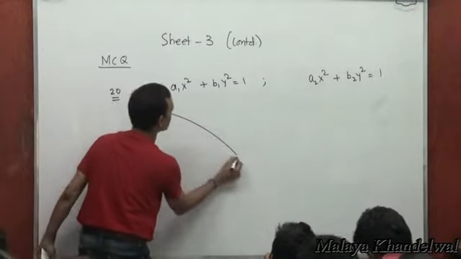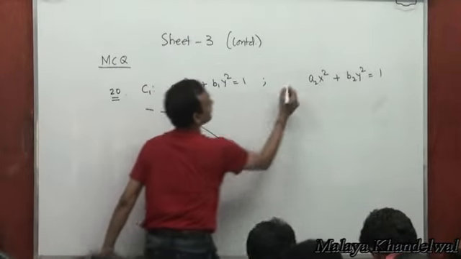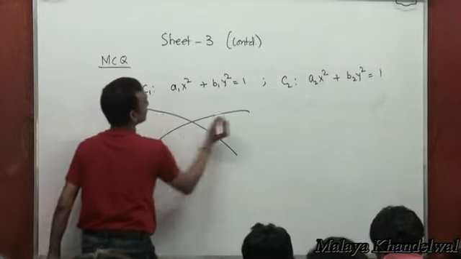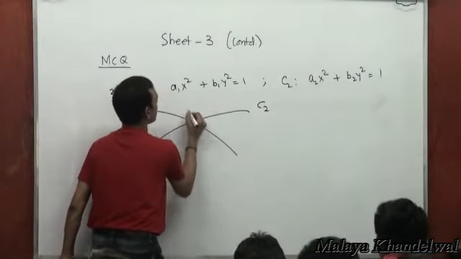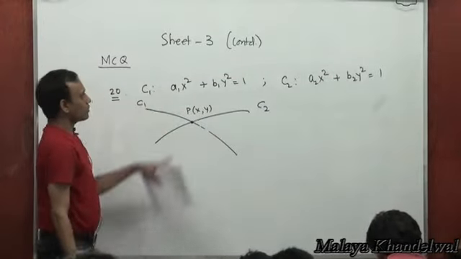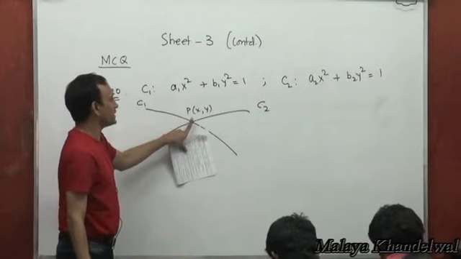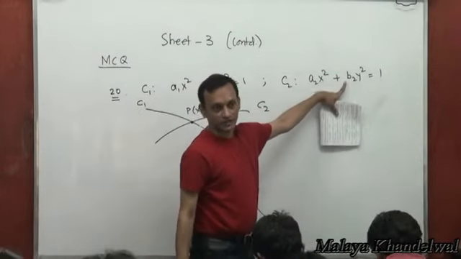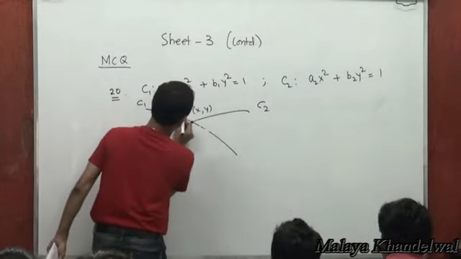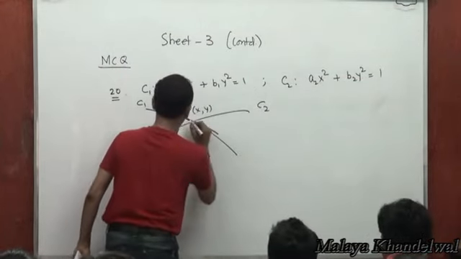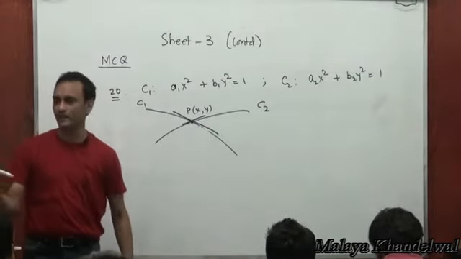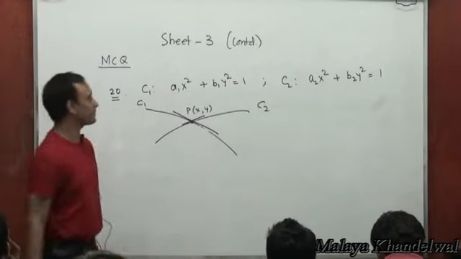So let's say this is one curve, C1, and this is another curve, C2, and they intersect at the point P, which is (x, y), right? The slope of the tangent at (x, y) for C1 into the slope of the tangent at (x, y) for C2 must be -1. The tangents are perpendicular to each other at P. That's when we say the curves cut each other orthogonally or perpendicularly. The tangents would be perpendicular, so would the normals be, right?